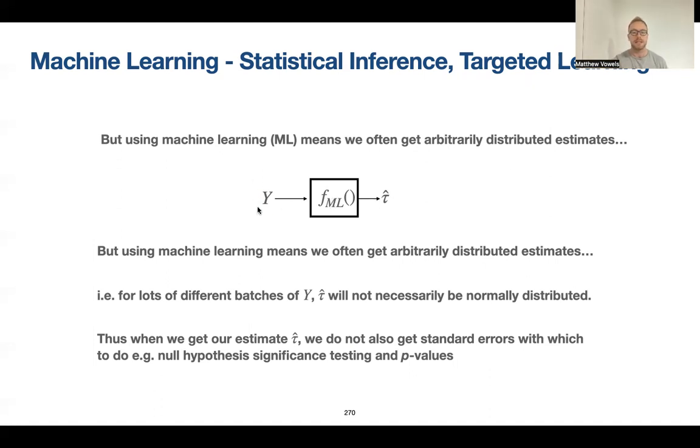And so when we pass in different samples for our data into this machine learning process, FML, not for maximum likelihood, but for machine learning, we get different estimates for tau, but these different estimates are not normally distributed. So in other words, for lots of different batches of y, tau hat will not necessarily be normally distributed. And that's when we get our estimate tau. We don't get this nice closed form analytic solution for computing the standard errors with which to do null hypothesis significance testing, confidence intervals, p-values, and so on.